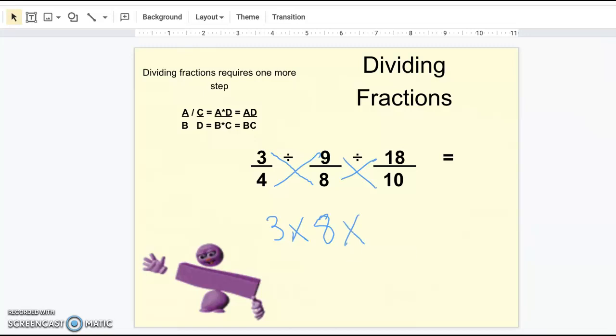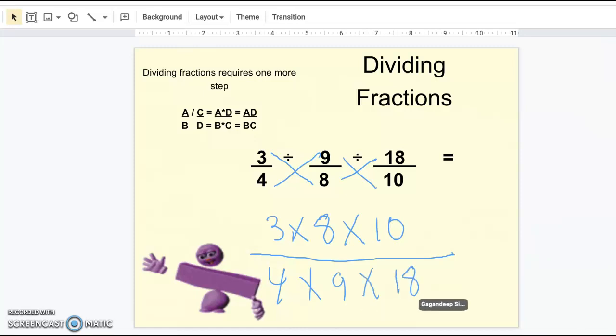Okay, because remember, it's going to be the same thing. And then what am I going to multiply that by? 4 times 9 times 18. Okay. There you go. Now, how can you reduce this or simplify this? Let's see. Let me get a different color here. Now, you could go through and multiply 3 times 8 times 10. Get that answer and put it over 4 times 9 times 18. Get that, and then go ahead and simplify and reduce from there. But let me show you a little different method, okay? Remember, work smarter, not harder.